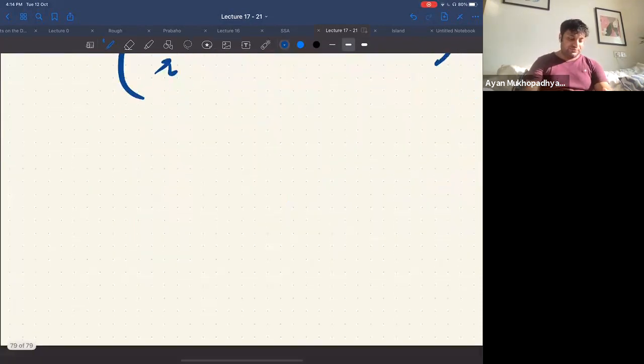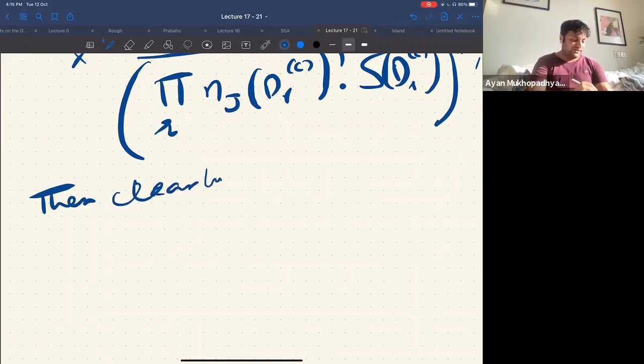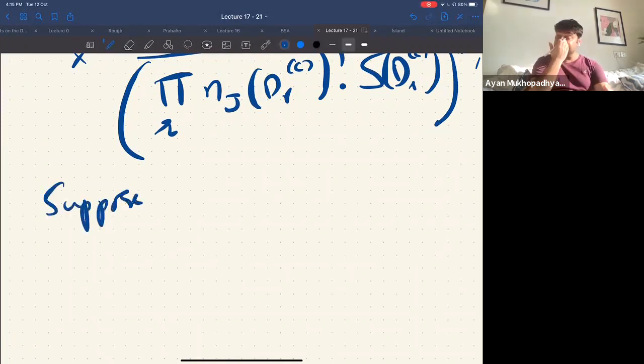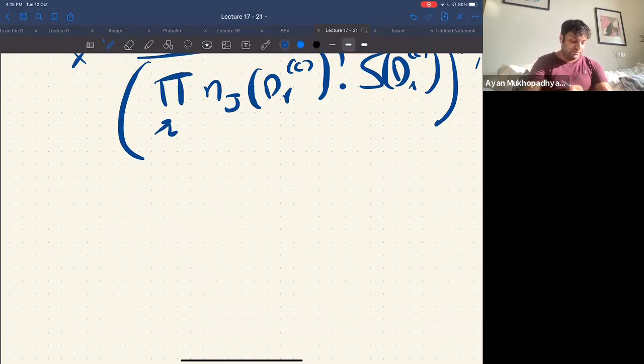So now what I'm going to do, now then clearly, okay, now suppose, let me again suppose the number of connected components, of course, the number of connected components is not finite. Suppose there can be only, say, 3 possible connected diagrams, or we take only 3 possible connected diagrams. Or okay, suppose, now consider, let me see. Maybe it's better to put it this way.